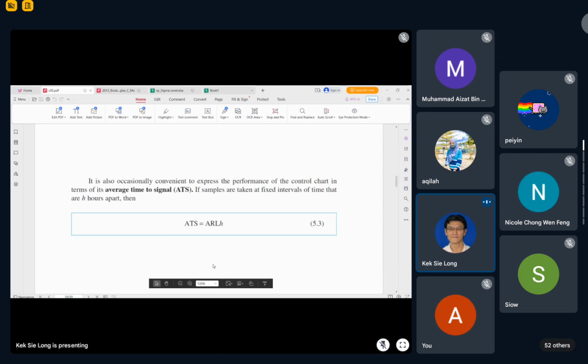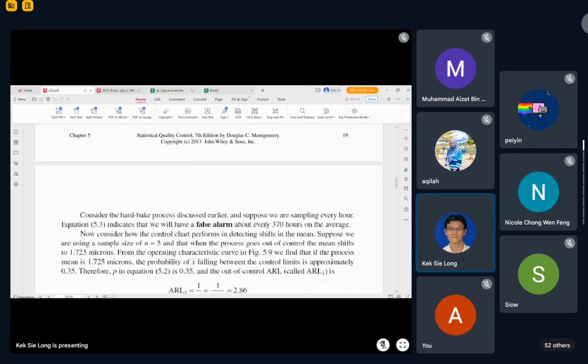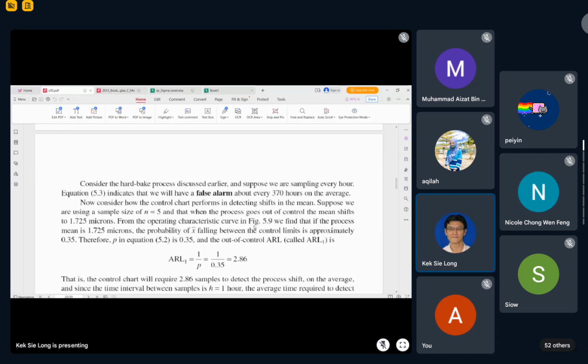So when can we get an out of control signal? After 370 hours. So one is the quantity, another one is time. Another thing I have mentioned to you, ARL1. Just now we have discussed ARL0 or ARL1. Then how about this ARL1?